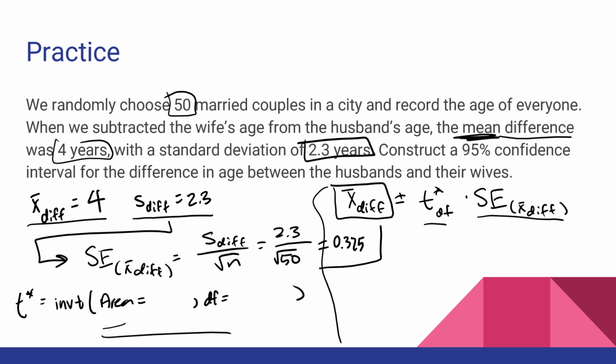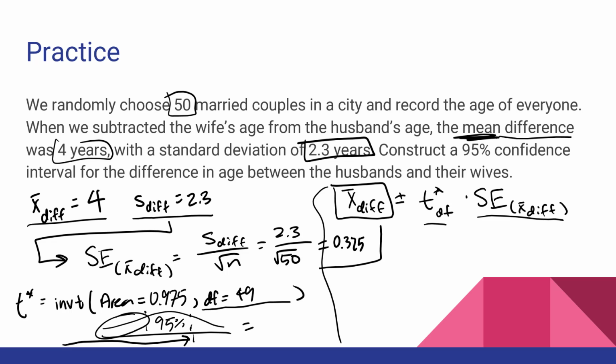Our area is going to be our 95% confidence plus whatever's out here. So that would be 5% divided by 2, 2.5%. And so everything from negative infinity up to this upper wall is 97.5% of the area. And then our degrees of freedom is equal to the number of pairs minus 1. So how many pairs do we have? That's our n, right? So that's 50 minus 1 is 49.